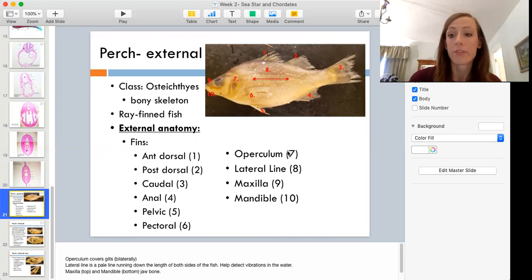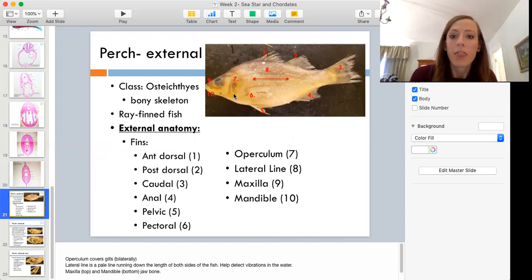All right, and then there's a little bit more external anatomy in addition to the fins. The operculum is number 7 here. Okay, it's a little flap that lies on top of the opening to the gills. Okay, so there's like a little slit in there covered by the operculum. Okay, and you can kind of see it right here.